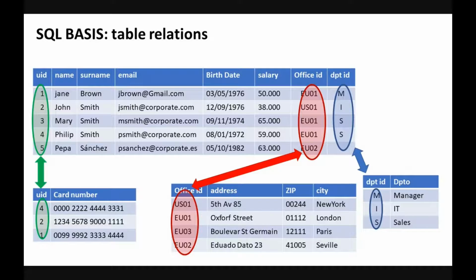In a relational database, we have several tables with different attributes each. These tables can be related to each other through common attributes. In this slide, we can see how, for example, the employee table is related to the credit cards table through the employee code, or with the table offices through the office code. In this way, we can make queries to the database, in which information is obtained from different tables, such as, what salary do the employees of the London office have?